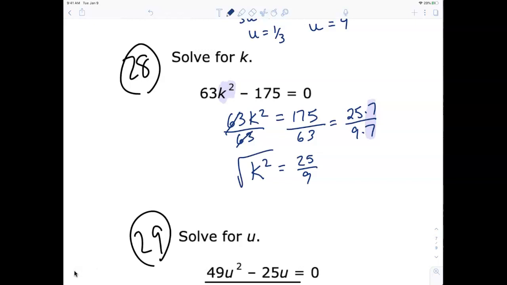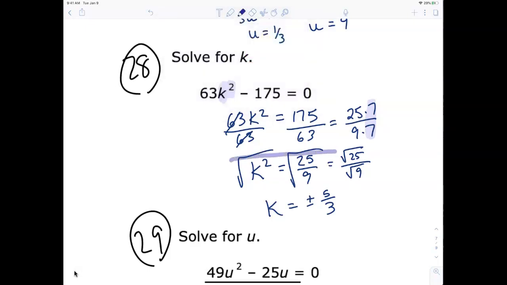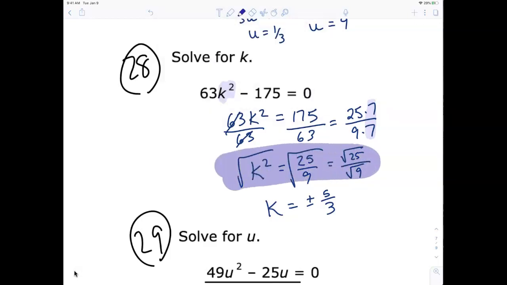So now what? I take the square root of both sides, and I get k equals, don't forget, this can be written as the square root of 25 over the square root of 9, so you're looking at them individually. So it would be, don't forget also the plus or minus, square root of 25 is 5, square root of 9 is 3. Okay, so I really would like everybody to take a close look at this right here, and make sure that you understand this step right here. That's critical. And then of course everybody always forgets the plus or minus. So please review that problem.